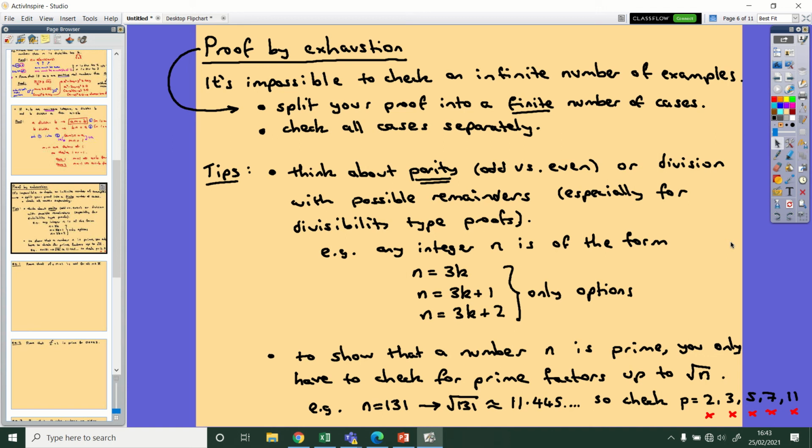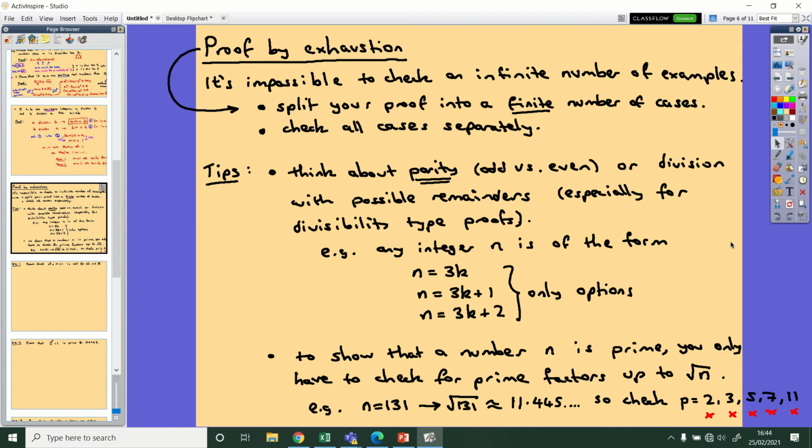Hi everyone, this is my second video in my series on proof, and in this video we're going to be looking exclusively at proof by exhaustion. So this is our third type of proof that we've looked at so far, and it relies on this idea of breaking an infinite number of things to check into just a finite number of cases.